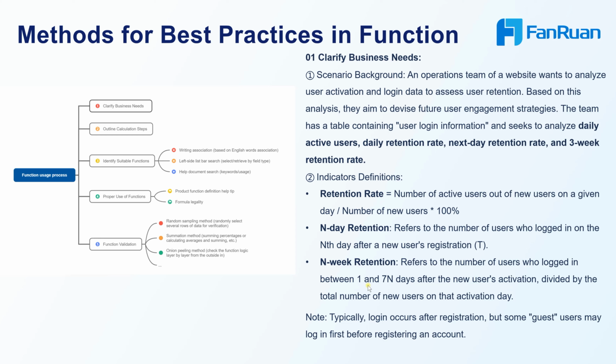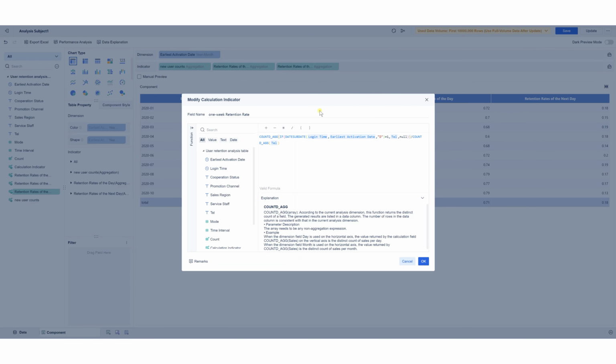and so on. For the weekly retention rate, we can also copy the previous formula since we are using some of the same fields. We'll just modify it to reflect the weekly retention rate. Since the previous time interval was equal to 1, now we need to set it to greater than or equal to 1 and less than or equal to 7.